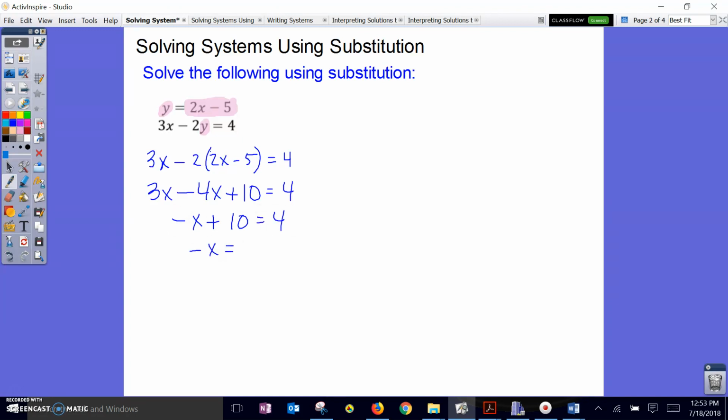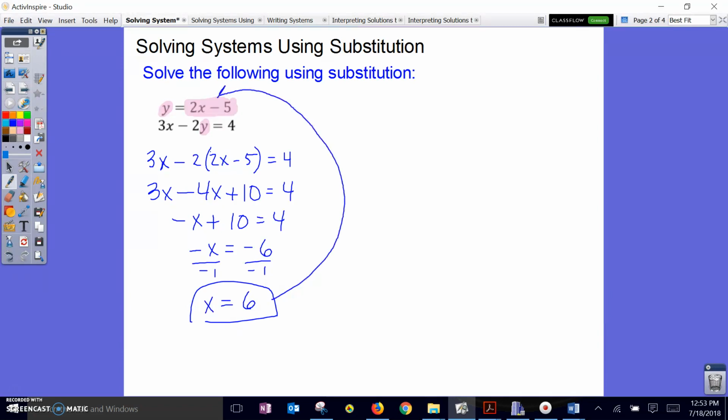Subtract 10 from both sides and divide both sides by negative 1. We get x equals 6. Now we're going to take that value and substitute it back into the already solved equation in place of x in order to find the value of y. Put that 6 in there for x and do our calculations. And we end up with y equals 7.